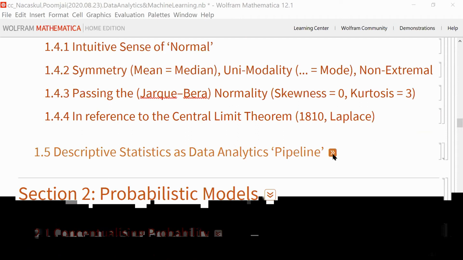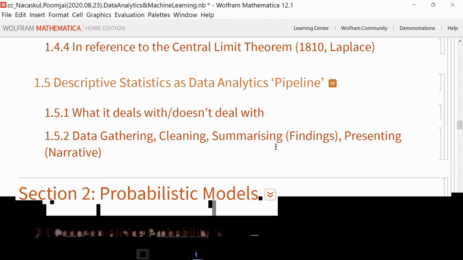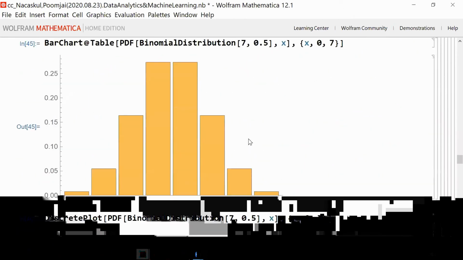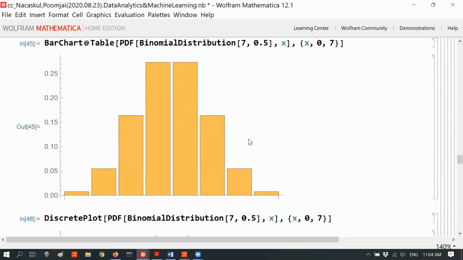Now let's go through some. Okay. Now this is, you saw this, right? Why does it look like that? This is the probability of different number of heads. Okay.